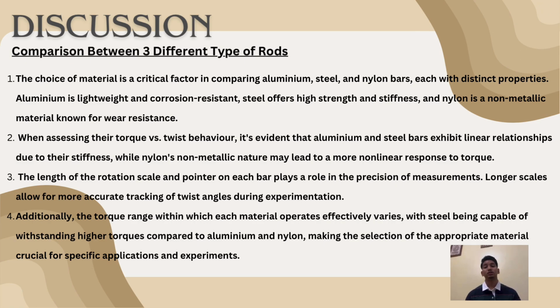Third, the length of the rotation scale and pointer on each bar plays a role in the precision of measurement. The longer scales allow for more accurate tracking of twist angle during experimentation. Additionally, the torque range within which each material operates effectively varies, with steel being capable of withstanding higher torques compared to aluminium and nylon, making the selection of the appropriate material crucial for specific application experiments. By comparing these factors, you can make an informed decision about which material and length of bar is best suited for your specific application or experiment. Each material and length will have its advantages and limitations depending on the requirement of the task.